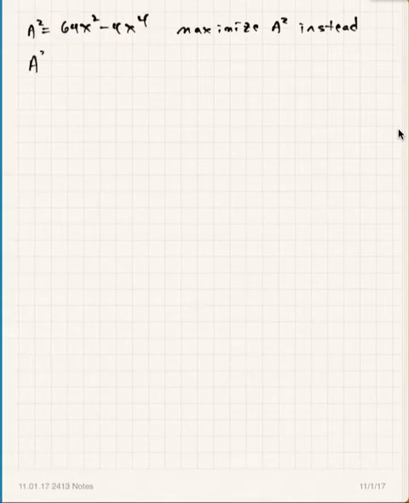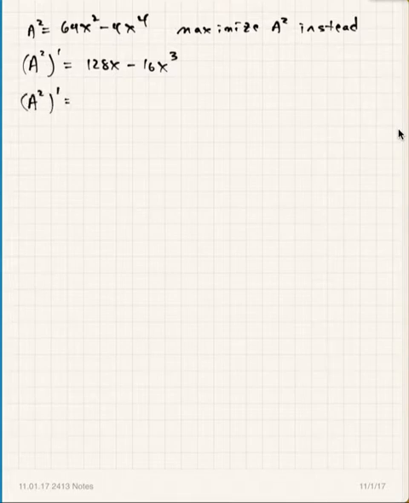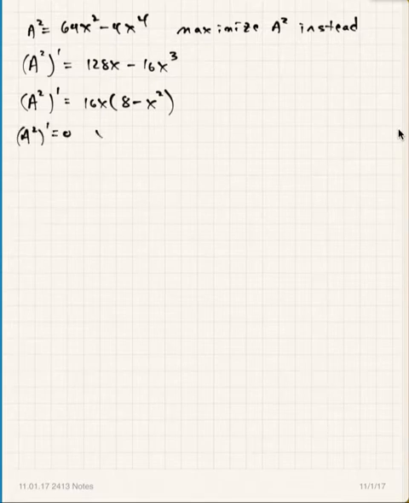All right, so now we're on to A squared prime. Right, we're finding the critical numbers now. So A squared prime would be 128x minus 16x cubed. All right, and then we can factor that. I could take out 16x, and I'm left with 8 minus x squared. Okay. And so A squared prime is equal to 0 when x is 0. Right? I throw that one out.